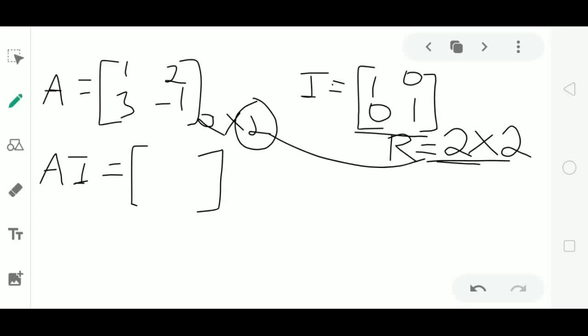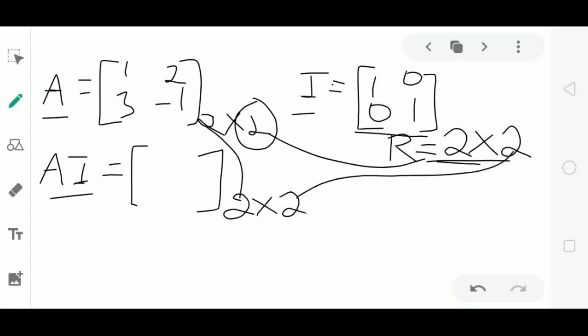Now, the product of these matrices A and I is again a matrix with the order 2 by 2, that is, number of rows of A by number of columns of I. And the elements of this matrix are obtained by multiplying rows of A with the columns of I and adding the products. Consider first row and first column: first row of A and first column of I. 1 into 1 is 1, 2 into 0 is 0, 1 plus 0 is 1. So this is the first element of the matrix AI.